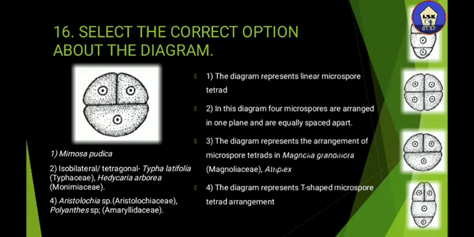And option 4, the diagram represents T-shaped microspore tetrad. The diagram is given here. This is the diagram. And example for this T-shaped microspore tetrad includes Aristolochia as well as Polyanthes species. So the option 3 is the right answer. Option 3 is the right answer to the question number 16.